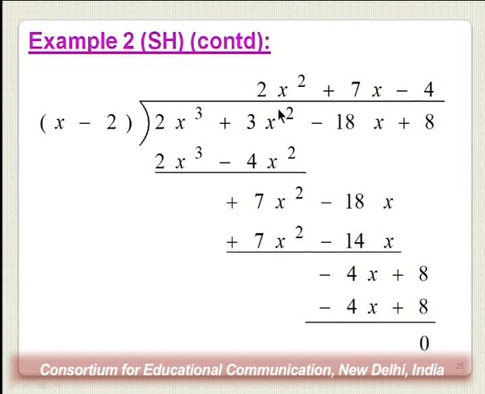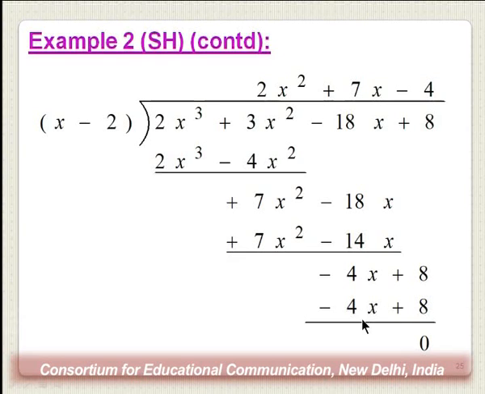And now when you look at minus 4x plus 8, x will go into minus 4x minus 4 times. So you get minus 4x here, and minus 2 times minus 4 is plus 8. So you can see we get a remainder of 0. And that is exactly what was implied by the fact that we found x minus 2 as a factor. So that will leave a 0 remainder.